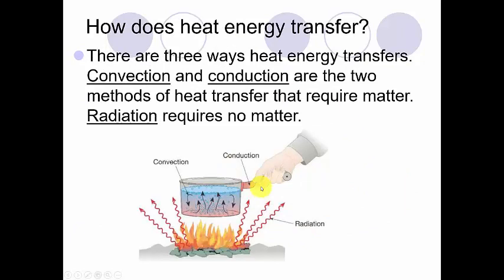So if we're talking about heat transfer, how does heat transfer? We've learned about a couple, but we haven't named them. Here are 3 ways heat energy transfers: convection, conduction, and radiation. Basically what we've been learning in class is conduction, things that have contact with each other, but we'll go further and define each of the 3. Convection and conduction are 2 methods of heat transfer that require matter, some type of medium to carry it. But radiation requires no matter, no medium to carry that heat.